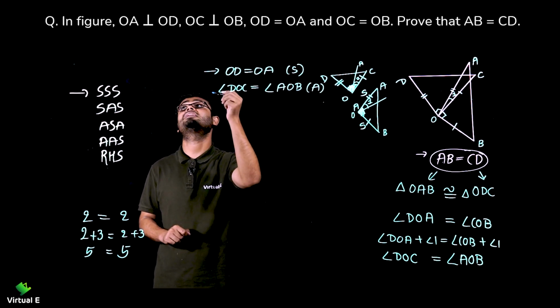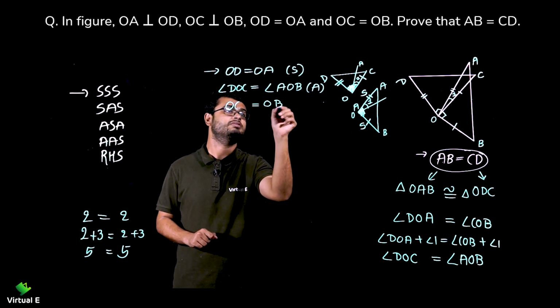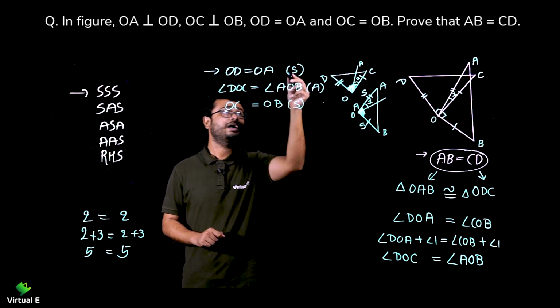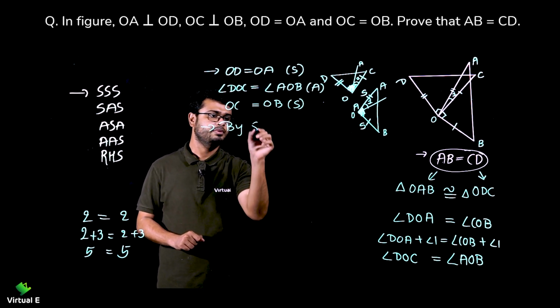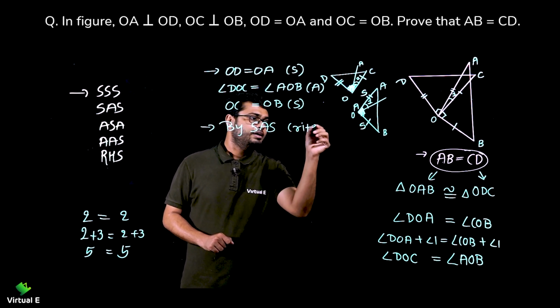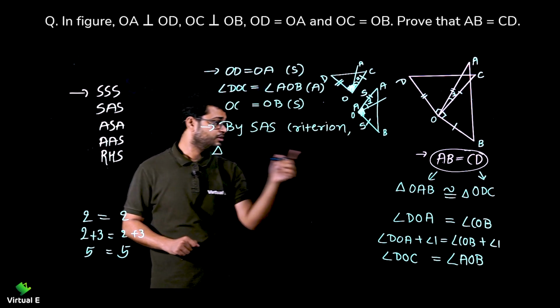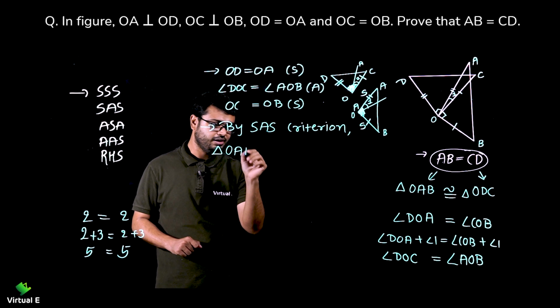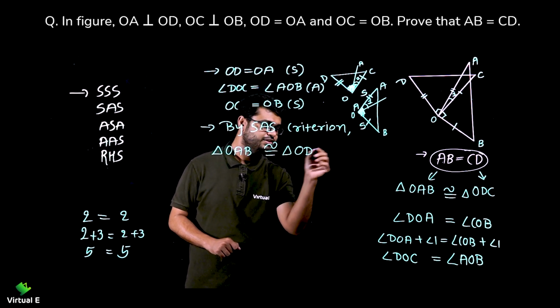And the one more side we need, that is OC is equal to OB. OC is equal to OB, that is side. So SAS. So let's mention by SAS criterion, we can write triangle OAB congruent triangle ODC, right?